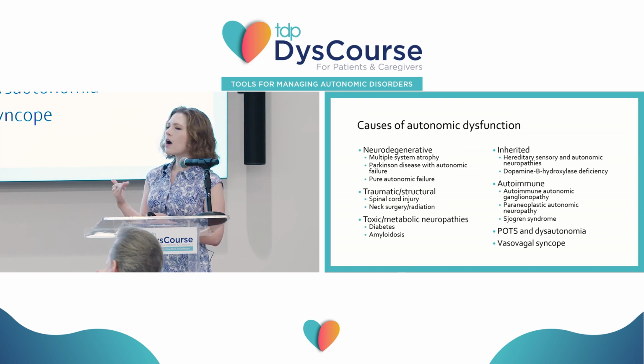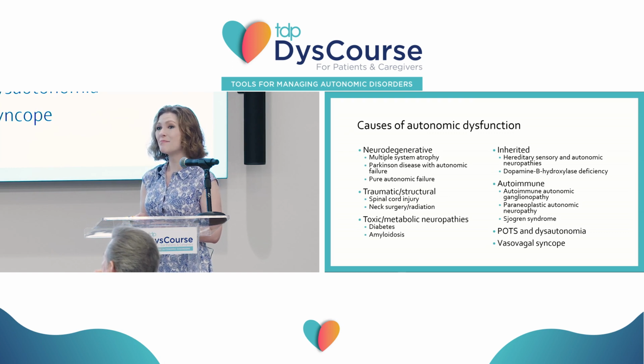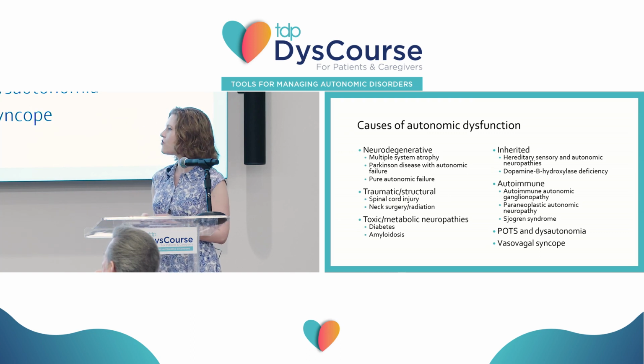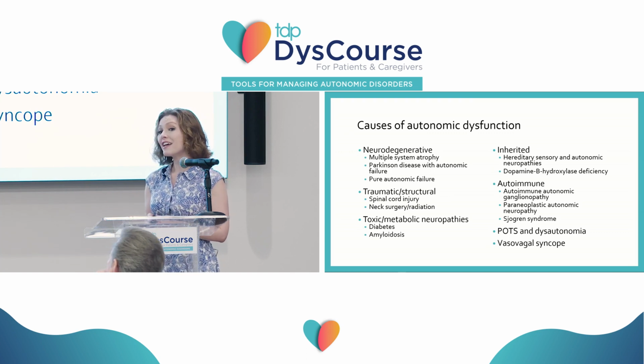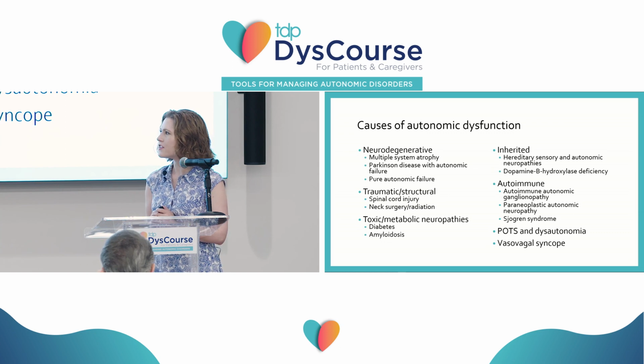Injuries of a traumatic or structural nature to the spinal cord or to the autonomic structures in the neck can cause autonomic impairment. Very common conditions like diabetes. Diabetes is one of the most common diseases just in general in the country, and diabetes can really impact the autonomic nervous system. There are some very rare inherited forms of autonomic dysfunction.